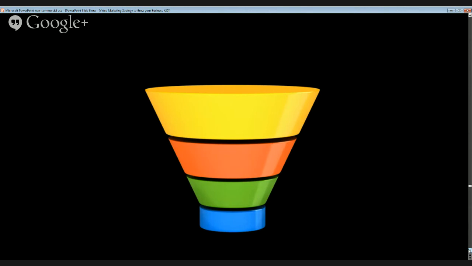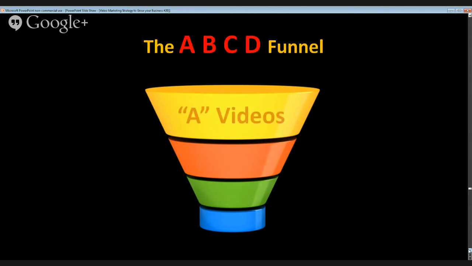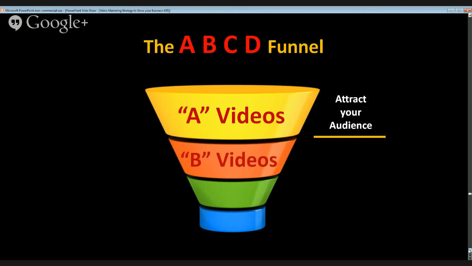Now, we'll look at my sales funnel. It's the unique ABCD funnel. At the top of the funnel, what I call the A videos, these videos are usually short videos that attract your target audience. This is what your audience are searching for online. Once they find you, we go to your B videos. This is where you build your brand stories and develop a very strong relationship with your audience.